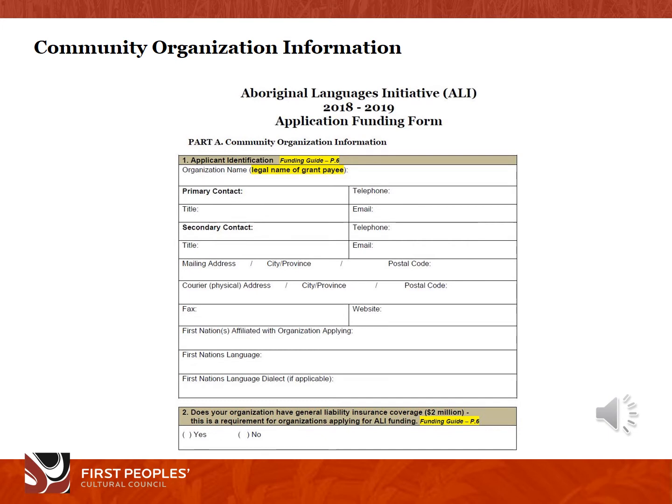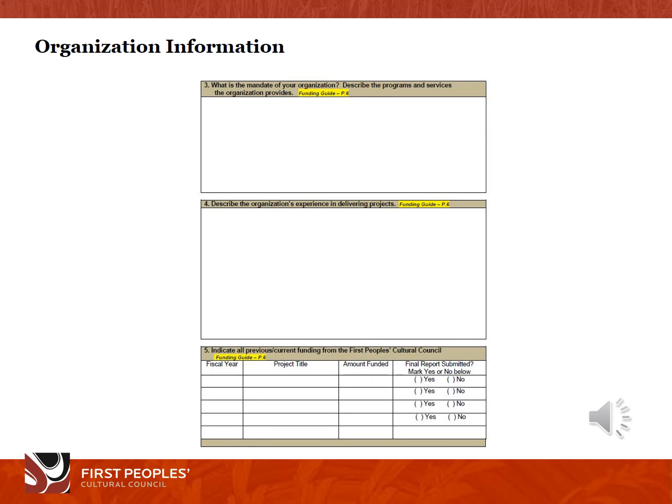General liability insurance coverage for up to $2 million is a requirement for all organizations applying for ALI funding. Please see page 6 of the funding guide for more information. The information on this page provides FPCC with an overview of your organization and its experience in delivering projects. Make sure to include any previous or current funding that your organization has received from FPCC.